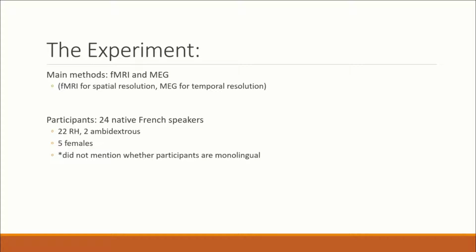With 5 females and 19 males, the study is not well matched on sex, and they also didn't mention whether the participants were monolingual or bilingual, and this is potentially problematic, especially in a syntax study, because non-Romance languages with rich morphosyntax, like German or Turkish, could introduce a potential confound if the speakers have knowledge of those languages.